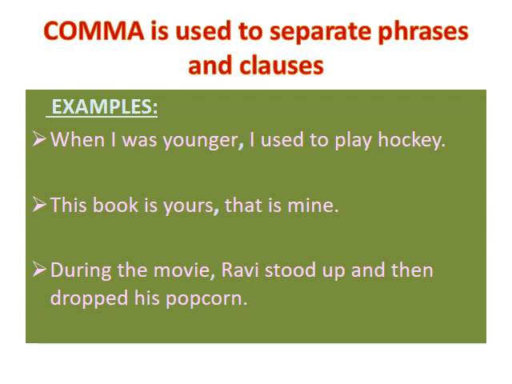So students, we have studied about the phrases and clauses. So here are some examples on the screen. When I was younger, I used to play hockey. This sentence consists of two clauses. One is independent and another is dependent. I used to play hockey is an independent clause and when I was younger is a dependent clause. And these two clauses are separated with the help of a comma.